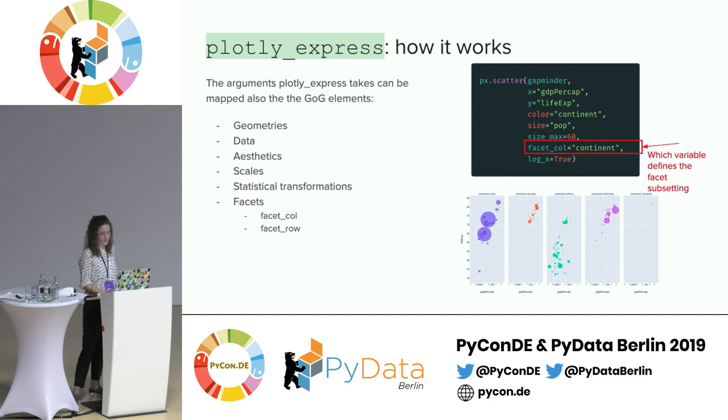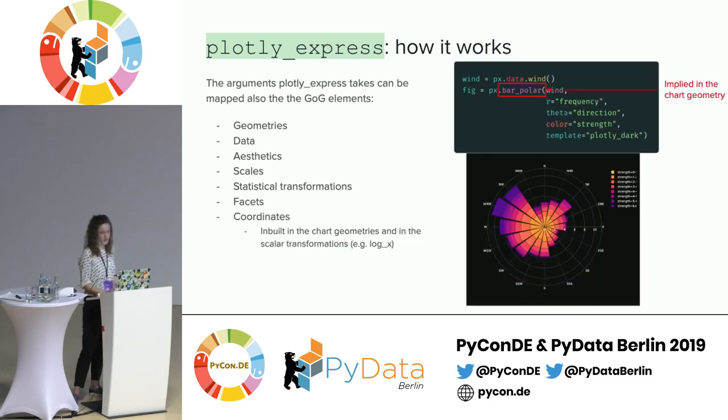Facets are also very easily defined. And coordinates are also inbuilt, same as the statistical transformations, they're inbuilt in the type of geometry that you choose. So this is some different data, but it shows you that you can build a polar bar plot very easily.